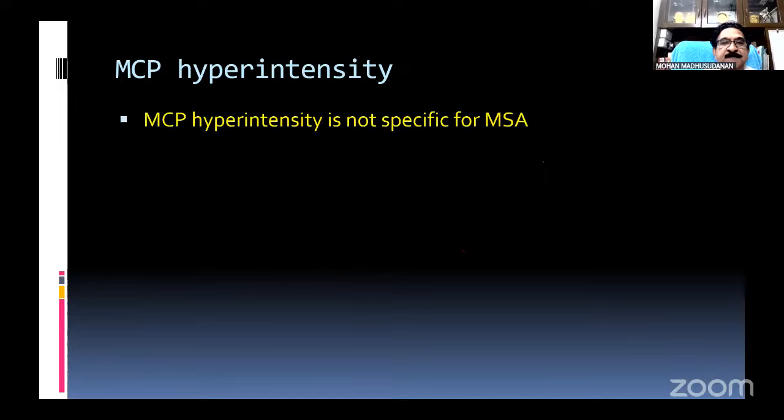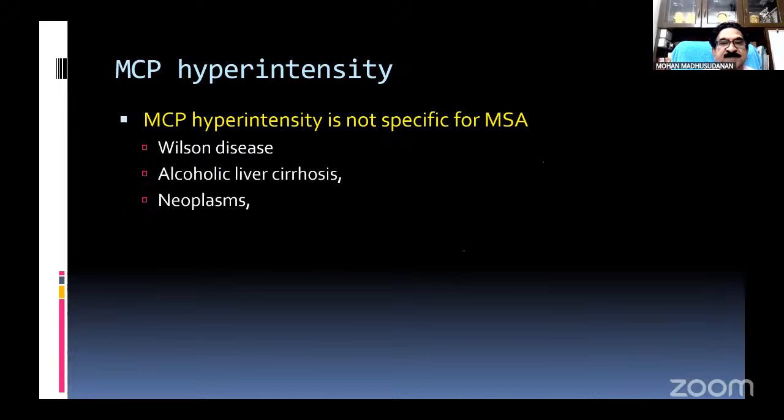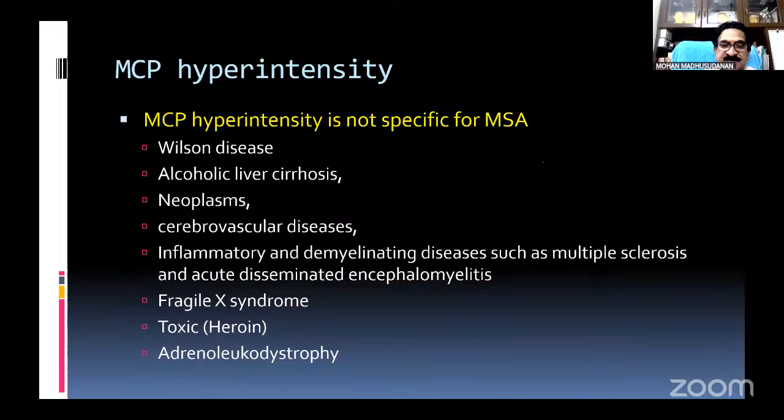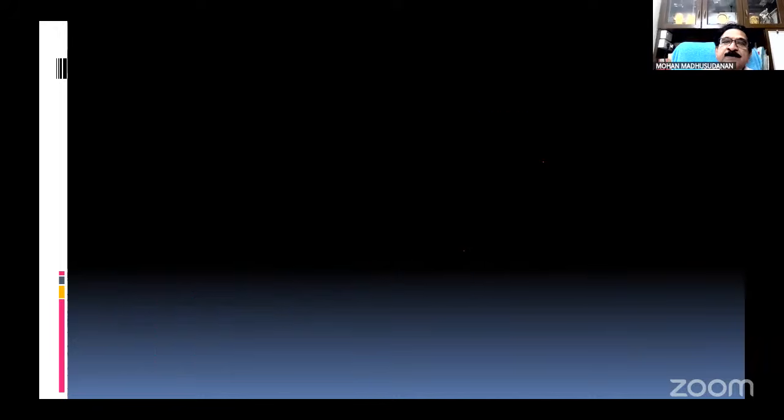MCP hyperintensity is not specific for MSA. It can be seen in Wilson disease, alcoholic liver cirrhosis, neoplasms, cerebrovascular disease, inflammatory and demyelinating disease such as MS and acute ADEM, Fragile X syndrome, and toxic conditions like heroin, and adrenoleukodystrophy. Okay, that's a short case. Everyone made a correct diagnosis.